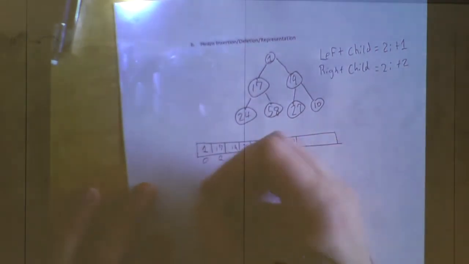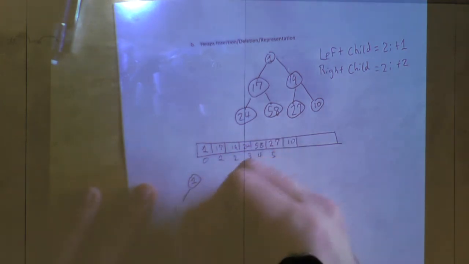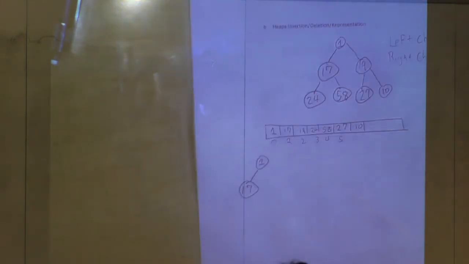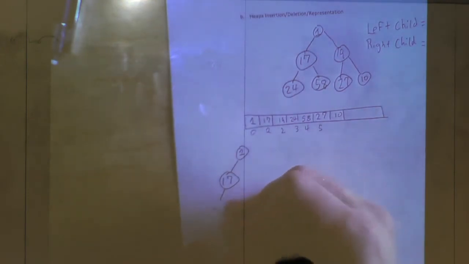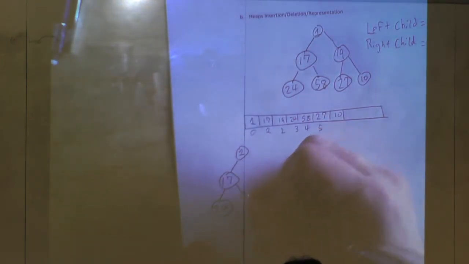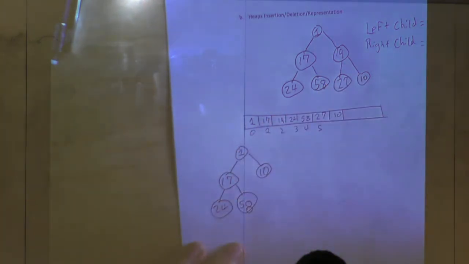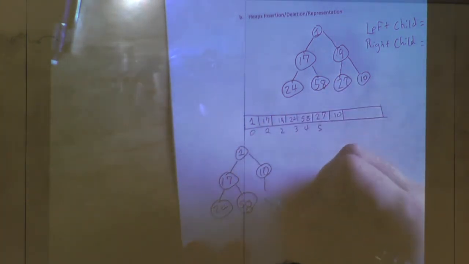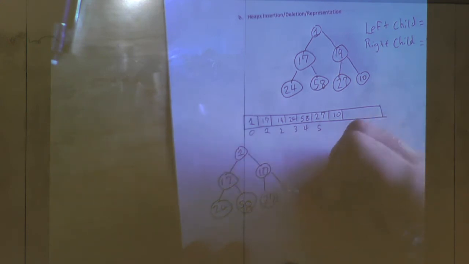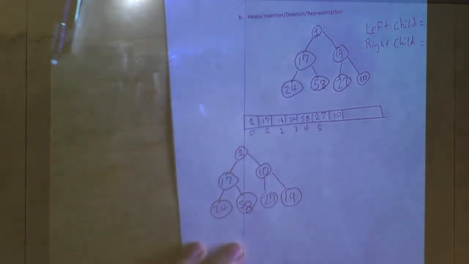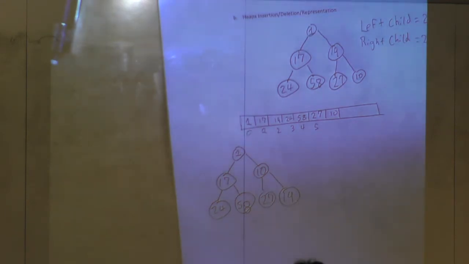I'll redraw the tree down here. So this is going to become 1, 17, 24, 58. Then we're going to have the 10 here, which will stay here because 10 is now bigger than 1, so it can't percolate up any more than that. And then we're going to have the 27 still here, and we're going to have the 19 here. Okay?